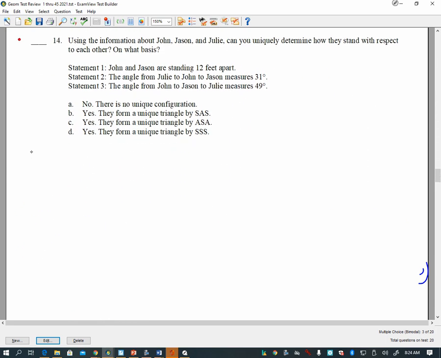Okay, this is a question we've seen before. Using the information about John, Jason, and Julie, can you uniquely determine how they stand with respect to each other and on what basis? So your first statement, and this I want a picture for. I want you to draw a picture. Statement 1, John and Jason are standing 12 feet apart. Okay, what do I do first? Okay, draw a line from John to Jason.